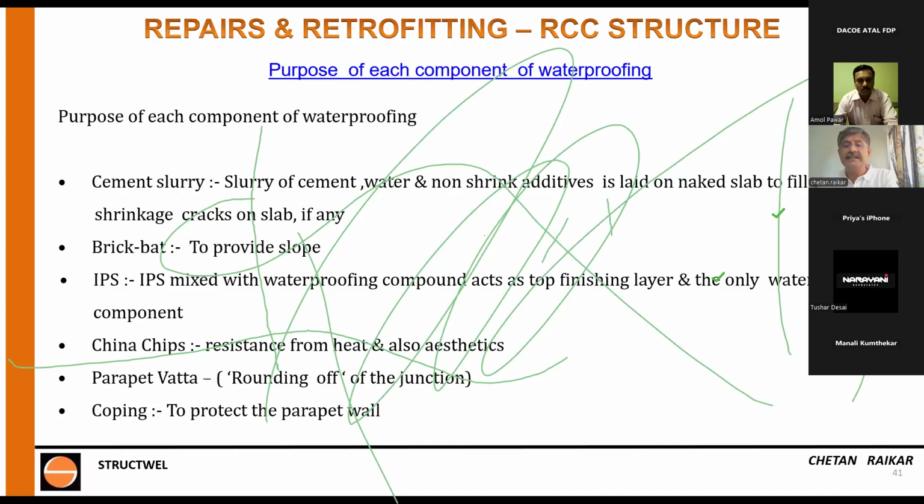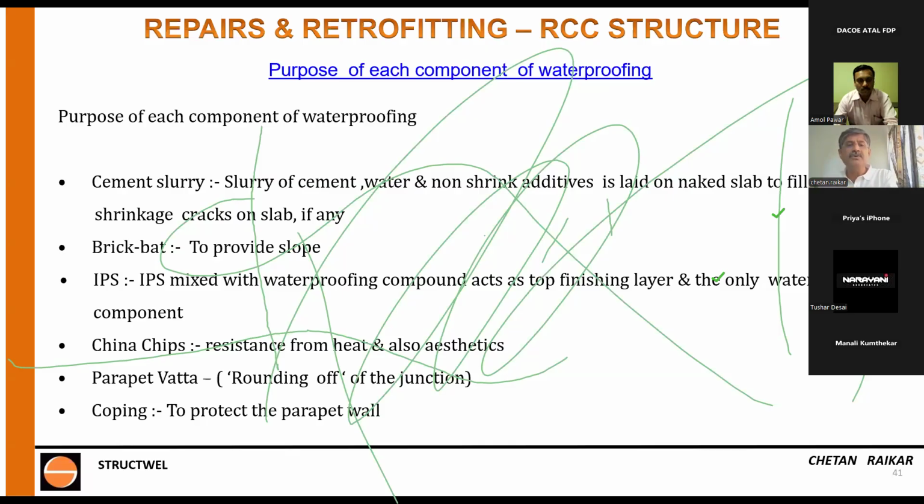Then IPS. China chips is purely for reflecting the heat and for aesthetic purposes. China chips is generally not a waterproofing material, but yes, it adds to the waterproofing value. People use China chips instead of IPS. That also is possible, but China chips are not as watertight as IPS. So it is best to put IPS and then China chips on the top.